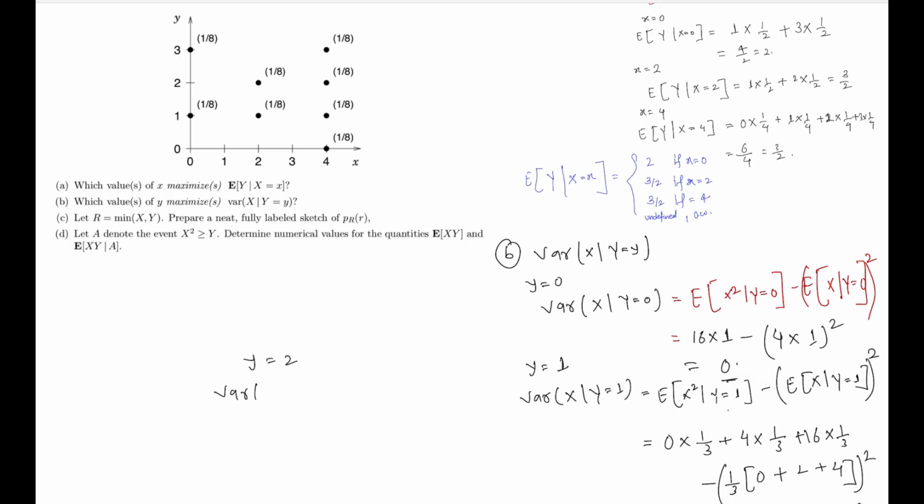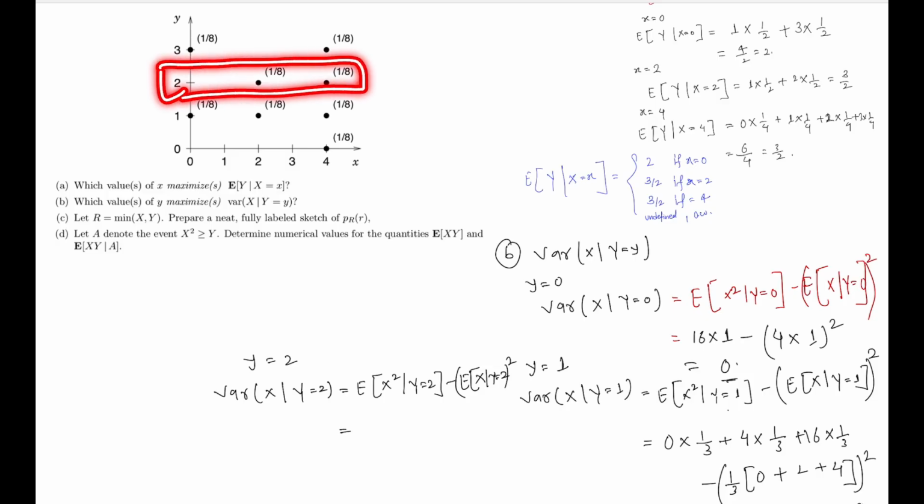So the variance of this random variable x when y takes the value 2 will be equal to the expectation of this random variable x square given y takes the value 2, minus the expectation of this random variable x given y takes the value 2, whole square. So now which universe are we residing in? This universe, right? And the revised conditional probability of these will be half, right?